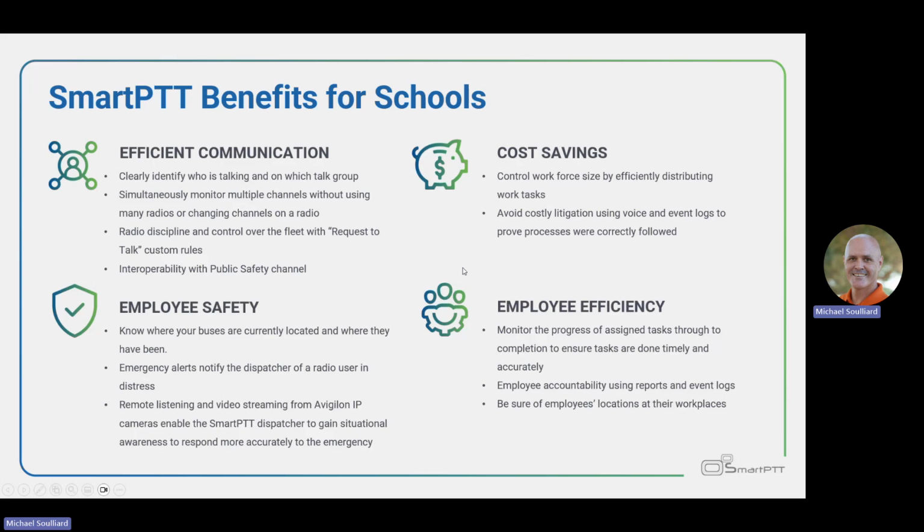So some of the key benefits for schools K through 12 would be efficient communications, being able to clearly identify who is talking and on which talk group. And you can monitor multiple radio channels without having to switch channels on a radio. It's all front and center. Ensure radio discipline and control. You can use a request to talk feature, which I'll demonstrate shortly, as well as transmit interrupt, radio block, and then interoperability with public safety communications.